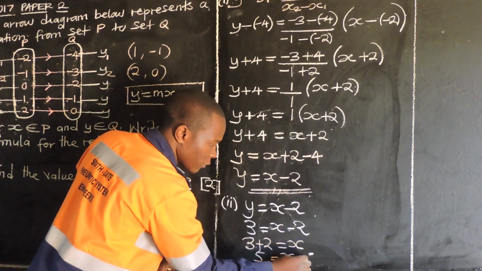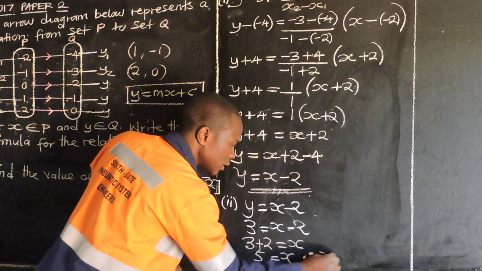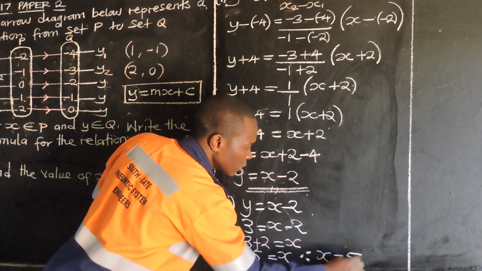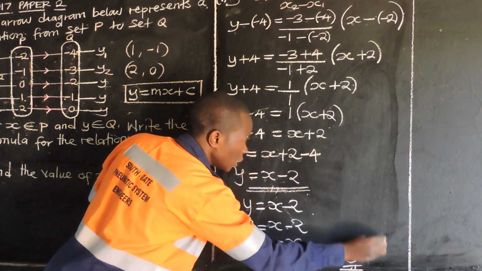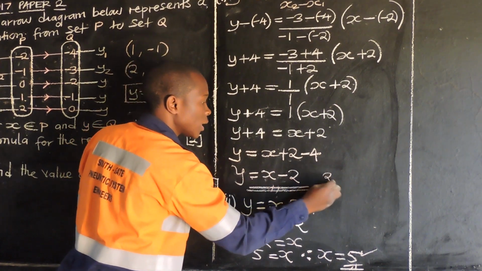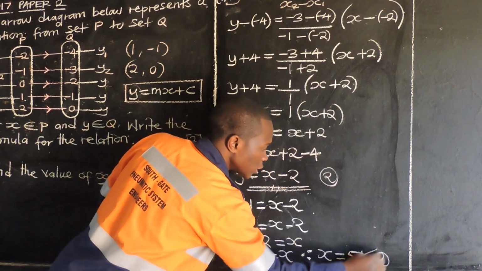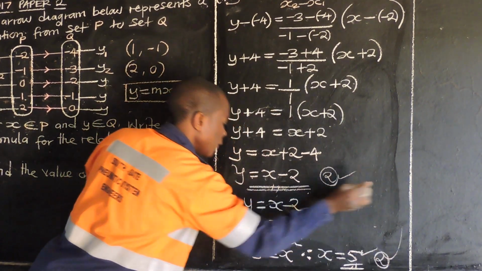Then you write therefore x is equal to positive 5 as our answer. So you get 4 marks. This one gets 2 marks. This one also gets 2 marks. As simple as that. Okay.